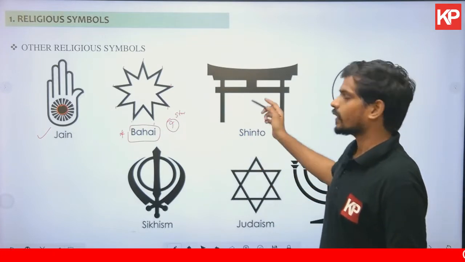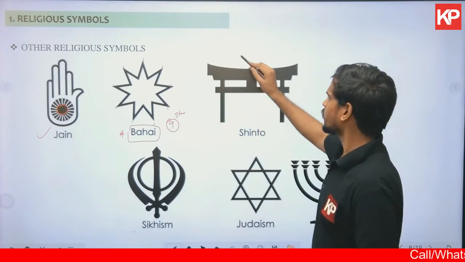Next, you have the gateway. This is known as the Tori Gate.